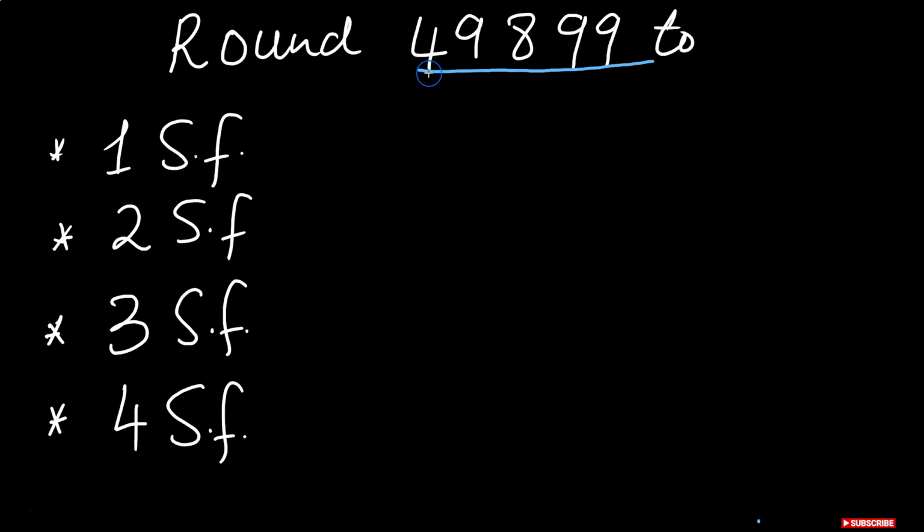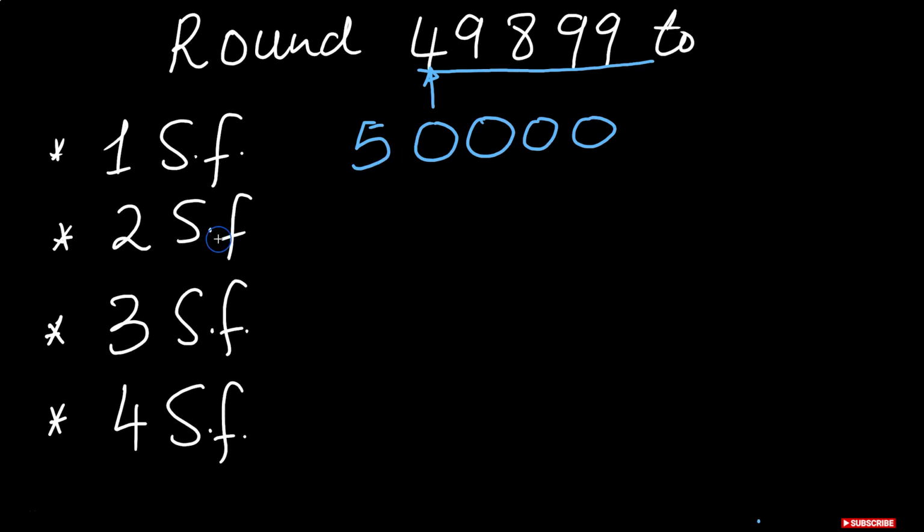So what we do is we want to round this number, but before that we need to look on the right. Is this number 5 or more? Yes, it is 9. So this 4 becomes 5 and the rest of the number becomes zeros. So 1, 2, 3, 4. We have 4 zeros. So this number becomes 50,000.